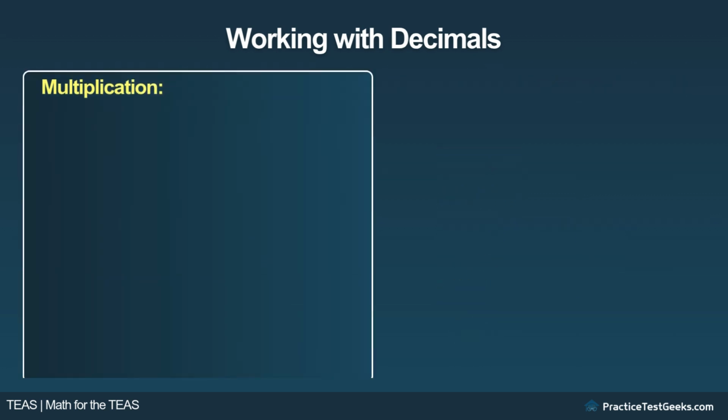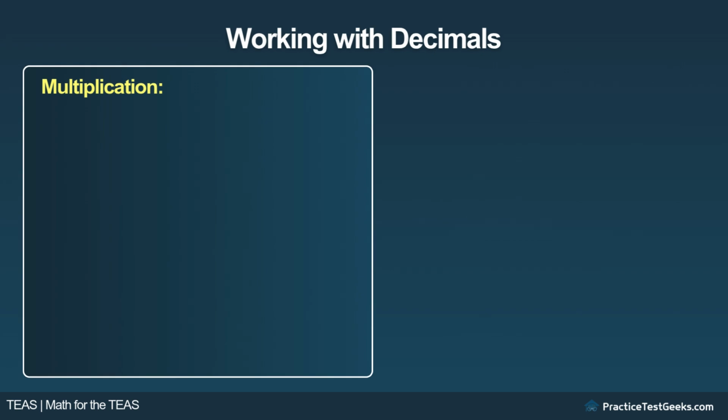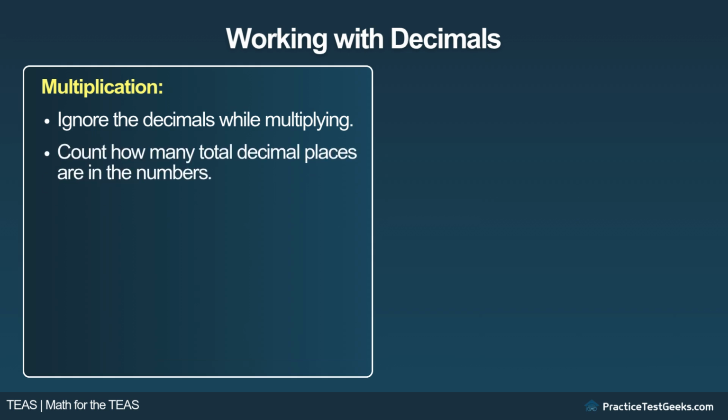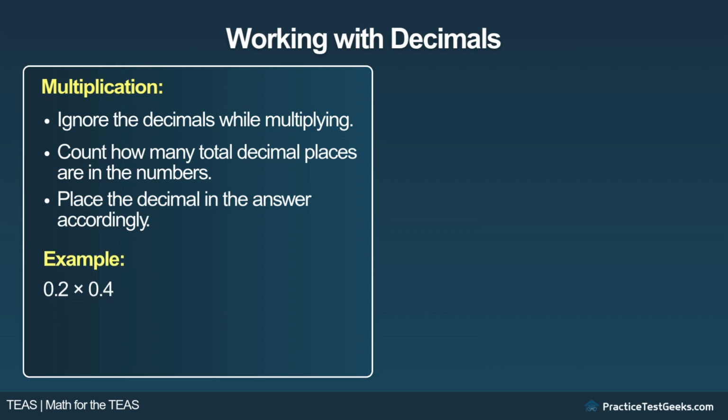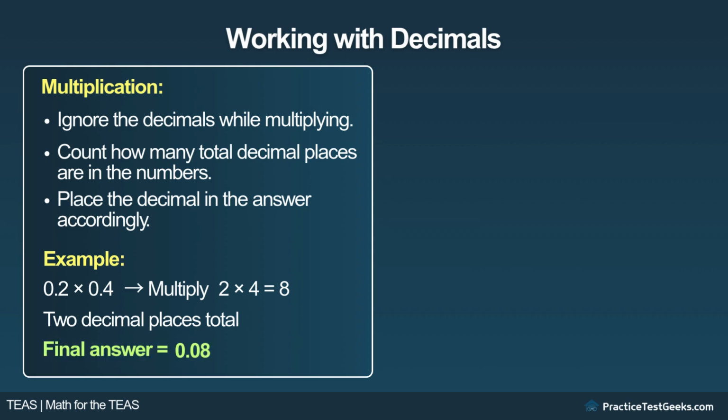Next, let's look at multiplying decimals. To start, ignore the decimals while multiplying. After you multiply, count the total number of decimal places in the original numbers. Then, place the decimal in the answer to match. For instance, 0.2 times 0.4, 2 times 4 equals 8. There are 2 decimal places total, so the final answer is 0.08.